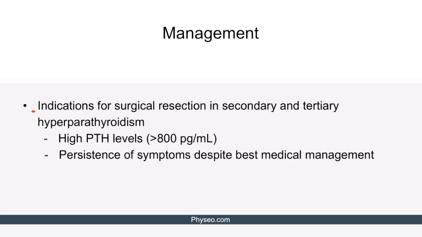There are specific indications for parathyroidectomy in patients with secondary and tertiary hyperparathyroidism. If the PTH levels are higher than 800, then the patient is eligible for parathyroidectomy. Additionally, if the symptoms persist despite the best medical management, then surgical excision should be performed.